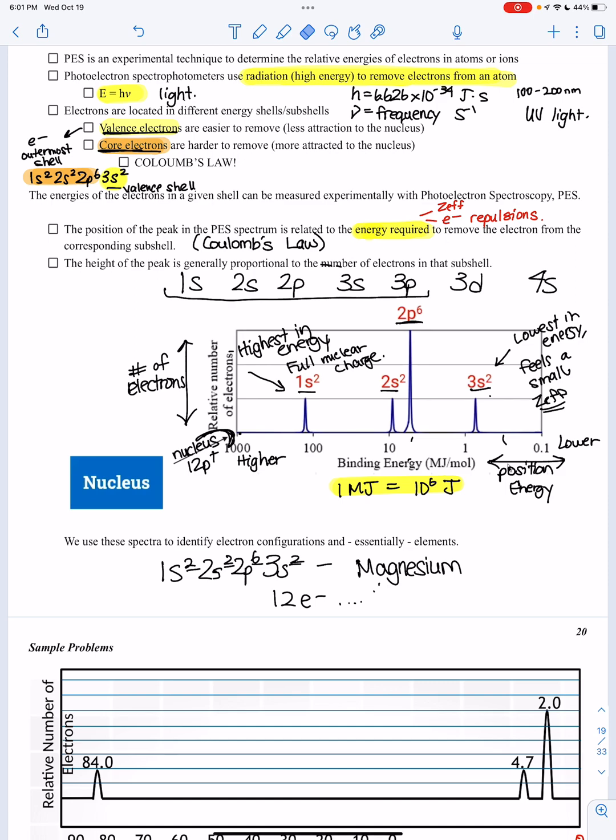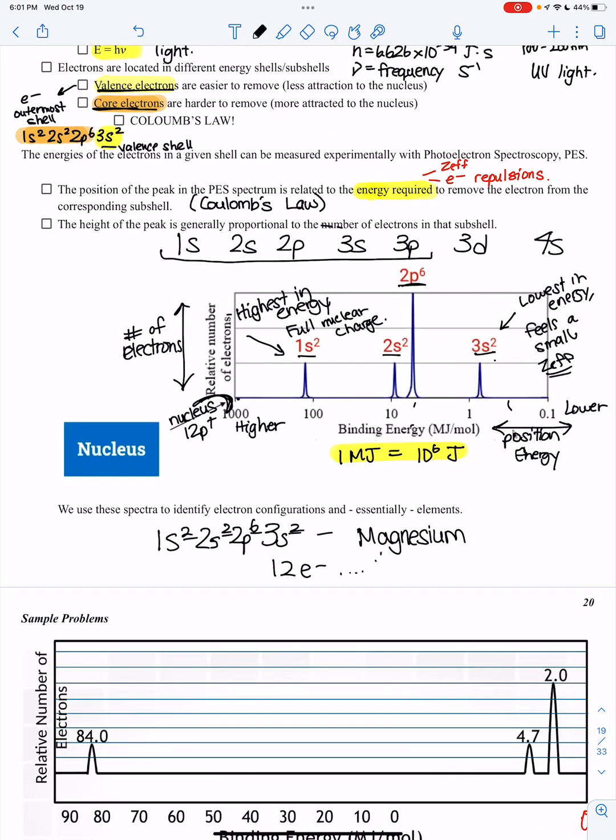Another note, look at the units here. The binding energy is just the energy required to keep the electrons in the atom. Energy required to keep electrons in the atom.